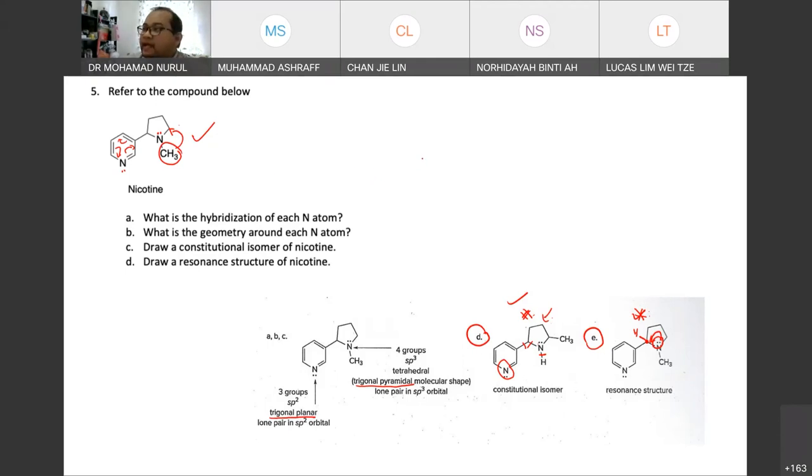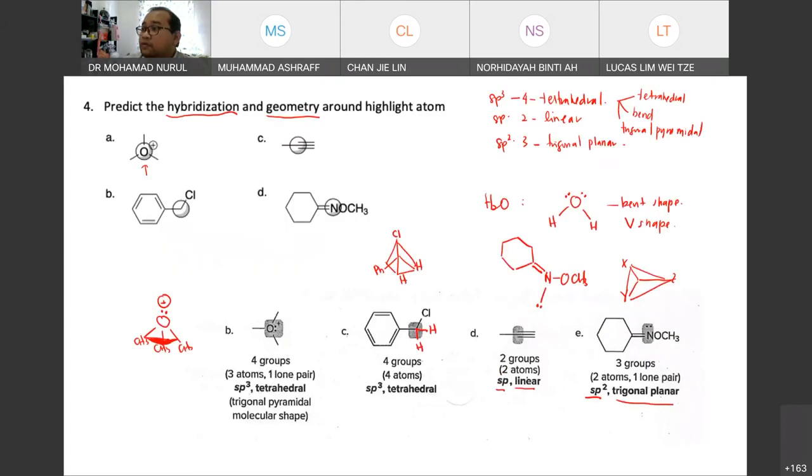I think it was question number 5. Okay, consider it. But you have to consider the sigma bonds and charge only. So pi bonds are ignored. Because this one is a sigma bond, plus one charge, it is 3 plus 1, so it becomes 4 groups. It's classified as tetrahedral. But you have to classify again whether it's tetrahedral itself, bent shape, or trigonal pyramidal.